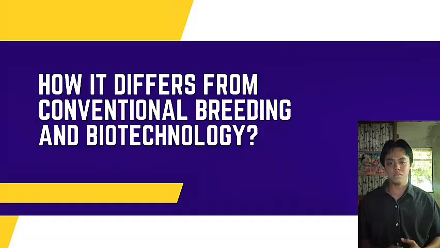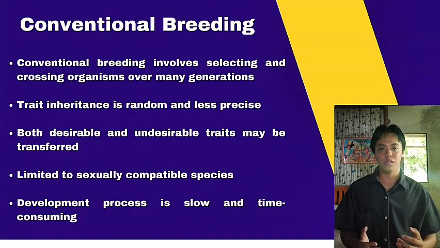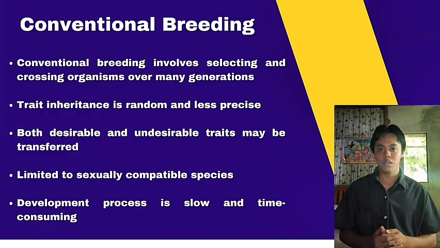traditional approaches. Traditional breeding involves carefully selecting organisms and crossing them over multiple generations. This process aims to combine desirable traits from different parent organisms. One key characteristic is that trait inheritance is random and less precise. This means that breeders have limited control over which traits are passed on. Both desirable and undesirable traits can be transferred together, requiring further selection to eliminate unwanted characteristics.